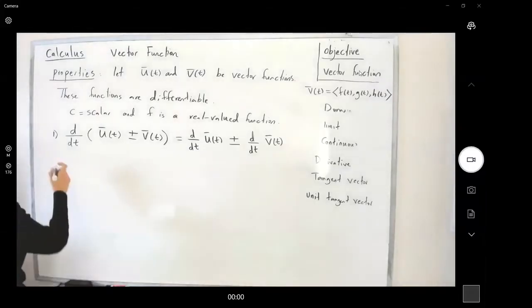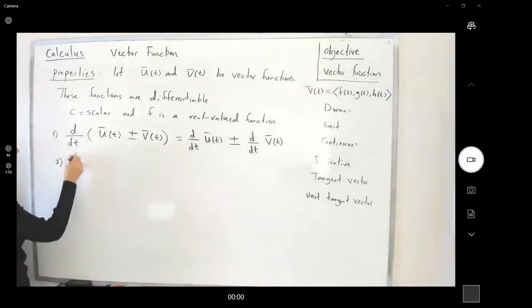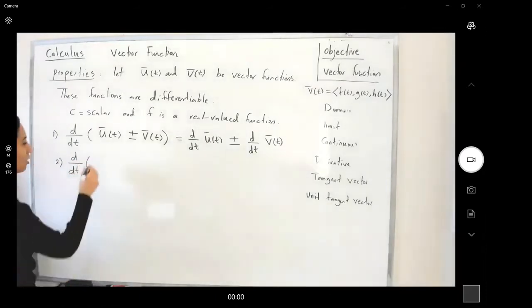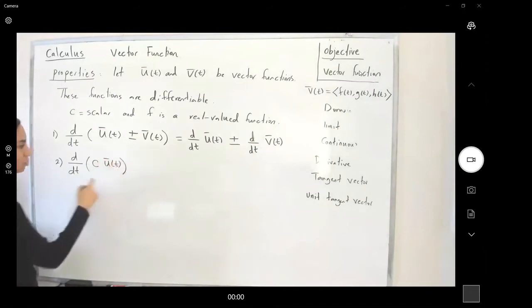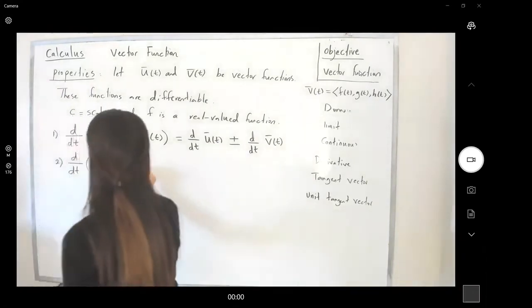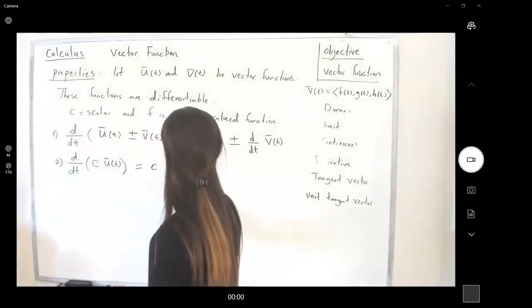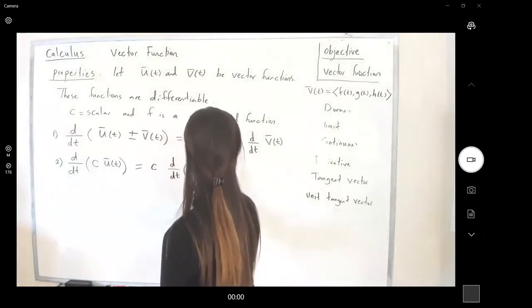So what if you have the product of a scalar or a constant with your function and you want to find the derivative of c times u of t? In this case, you can just take this constant and write it in front of the derivative. c times the derivative of your vector valued function.